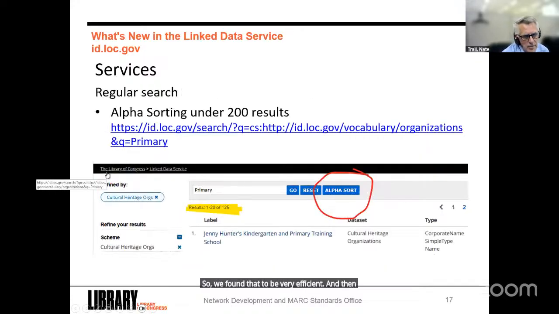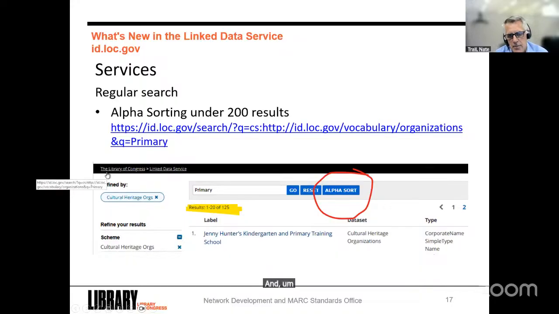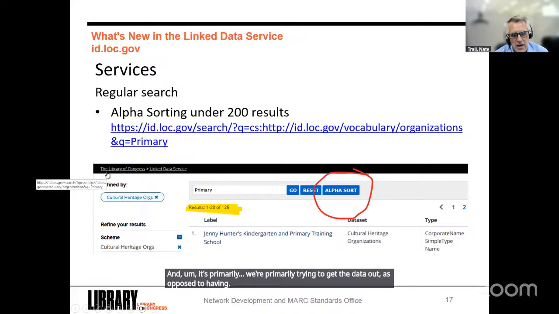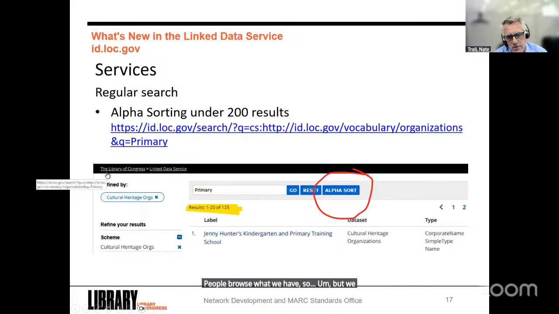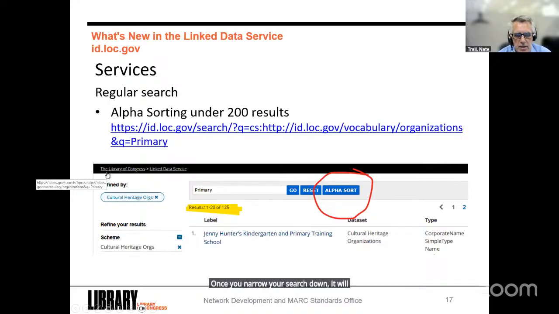And then for regular searching, we really have not put a lot of effort into people searching the site, but we did add facets a long time ago, and we're primarily trying to get the data out as opposed to having people browse what we have. But we did add alpha sorting for result sets under 200, because if you return 10,000 and had to sort through those, it would be way too resource intensive. So once you narrow your search down, it will let you sort them alphabetically.